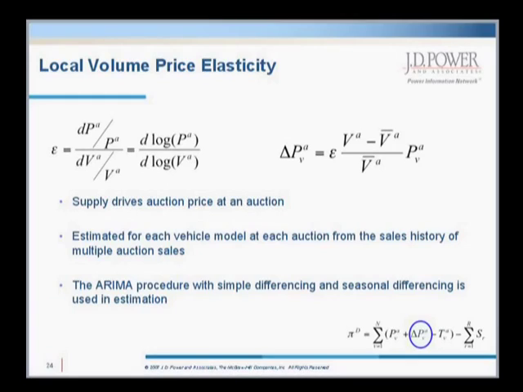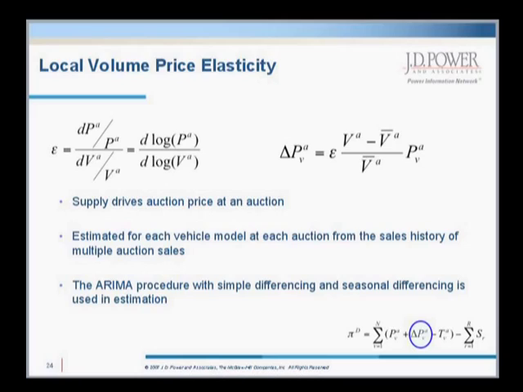The second term in the objective function is the volume adjustment term. And in the center of it is elasticity. Elasticity here is defined as a percentage of price change due to the percentage of volume change. It's actually the reverse of the traditional elasticity definition in economics, because at the auctions, it's the supply that drives the auction price.